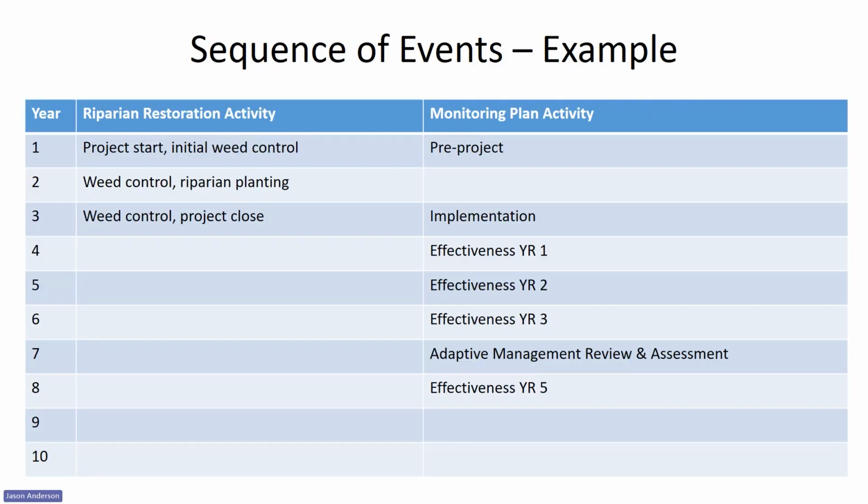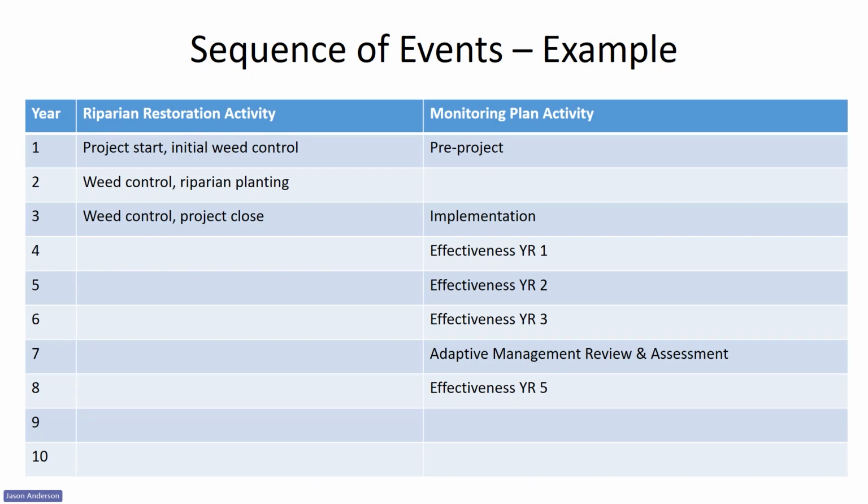Okay, so here's a table that I hope will illustrate an example sequence of events to show how the monitoring efforts interact with commonly done riparian restoration activities. In the column on the left, we see the years 1, 2, 3, 4, 5, and so on. So say you start a project in year 1 and you proceed with initial weed control, then in year 2, do some follow-on weed control, and then that winter of year 2, moving into year 3, you do your riparian planting. Year 3, some additional weed control, and you close your project. Pretty simple, 3-year duration project, okay?